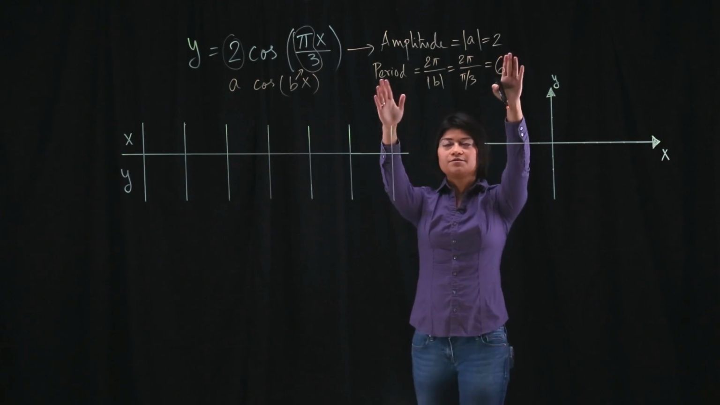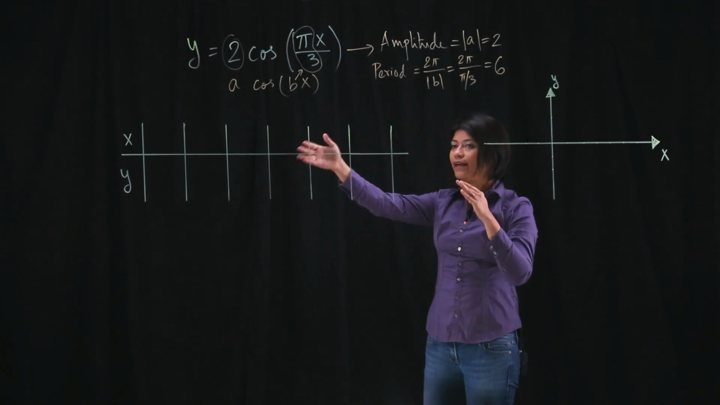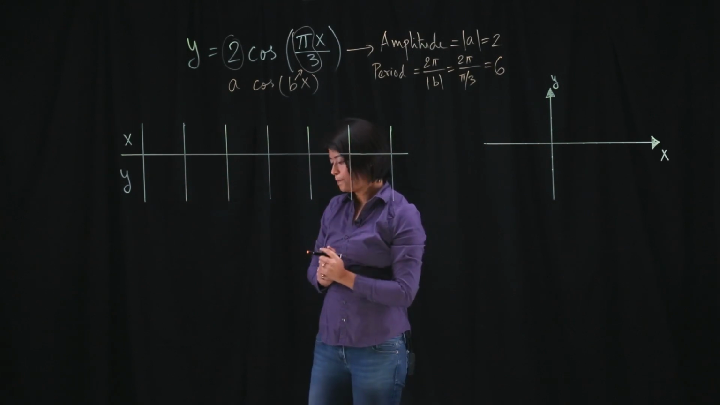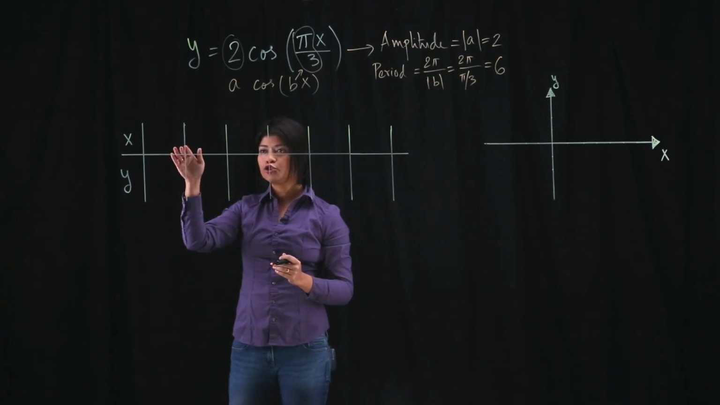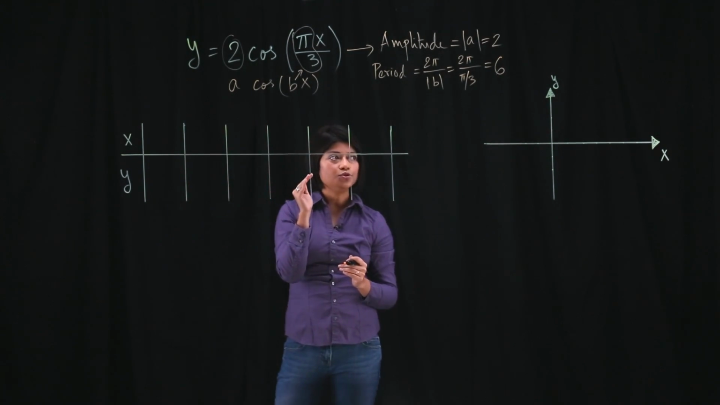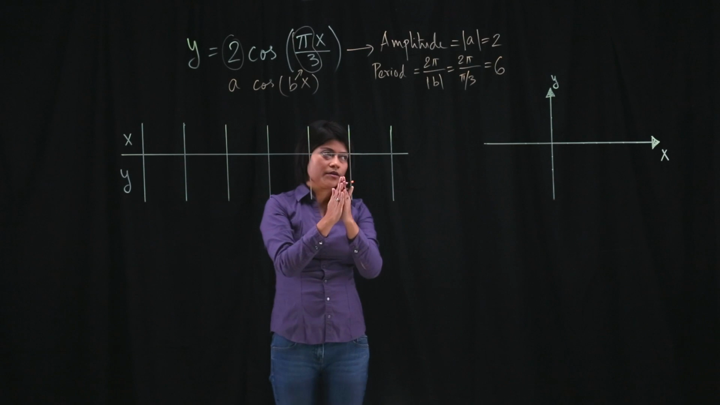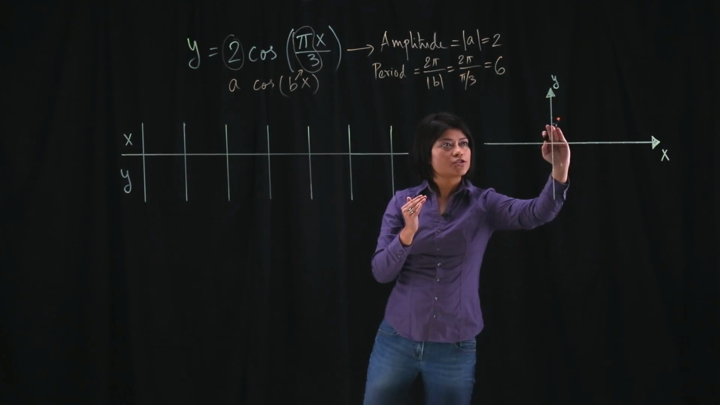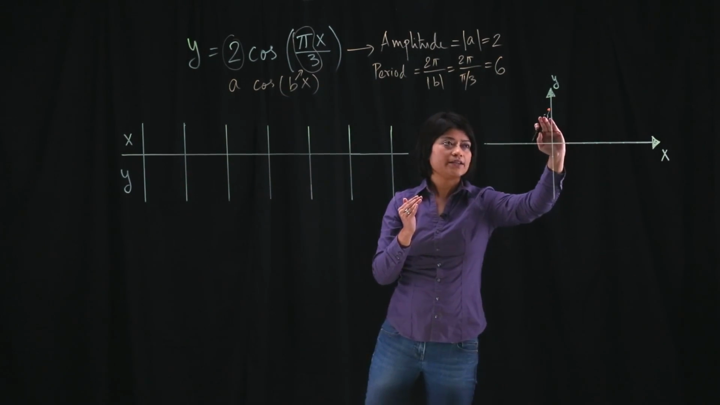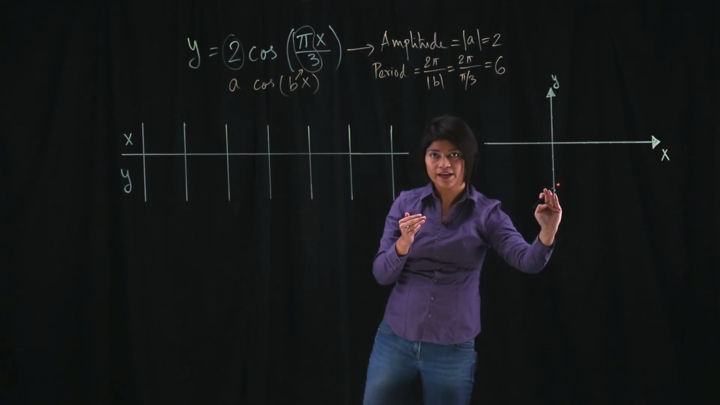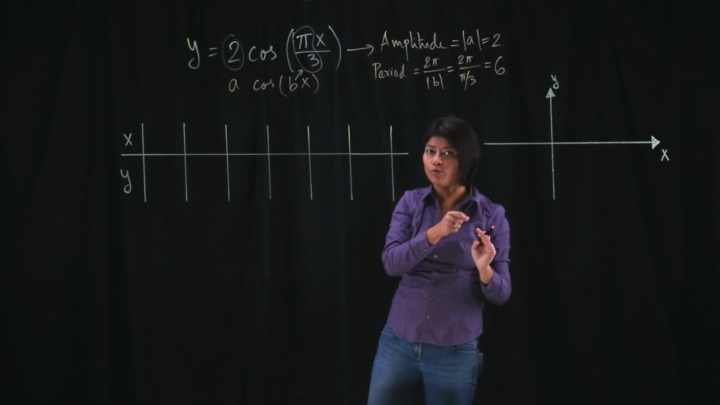So we have this information here, that's good, but then let's figure out some key points on the graph itself. Choose the x values in such a way that you know exactly where the graph will cross the x-axis, and you know exactly when the function will have the max and the min values. So those are going to be the key points.